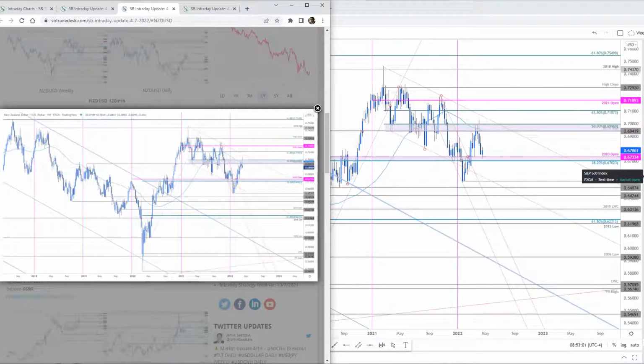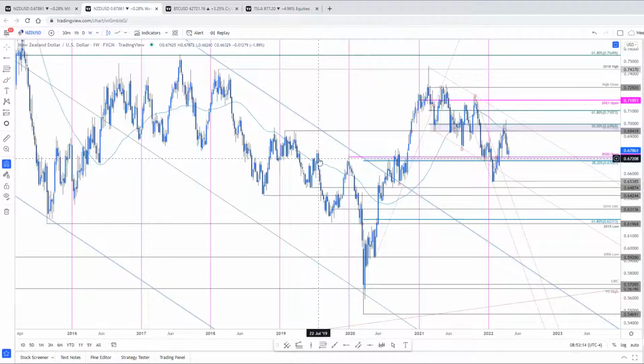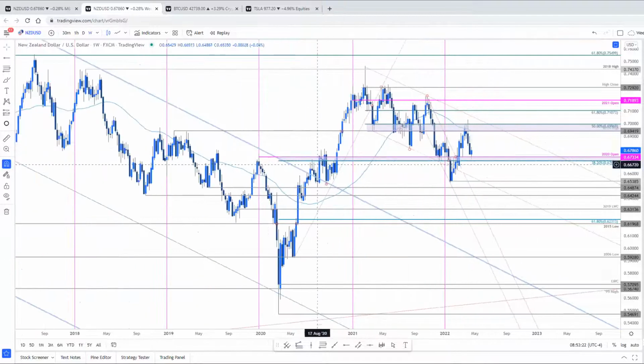So what does that leave us? Besides patting ourselves on the back, where does that leave us now? Well, we're at support, and we're at a pretty major level of support. Again, the 2020 yearly open, that 38.2. Don't take my word for it. Look at how many pivots we've inflected along that plane over the last 5 years. So Kiwi on the pullback at support on the weekly chart.